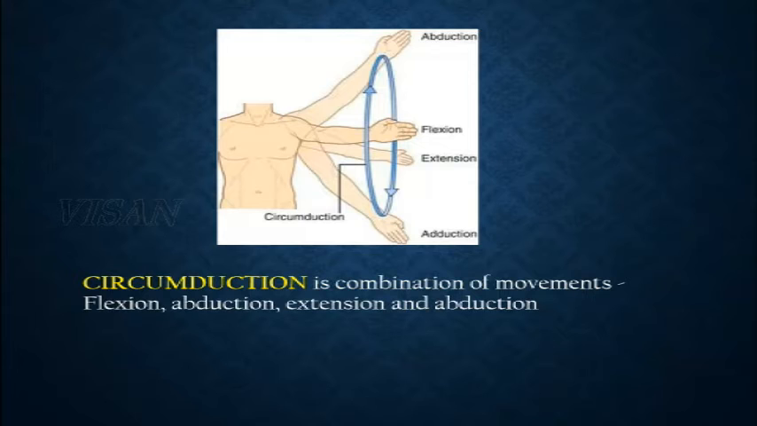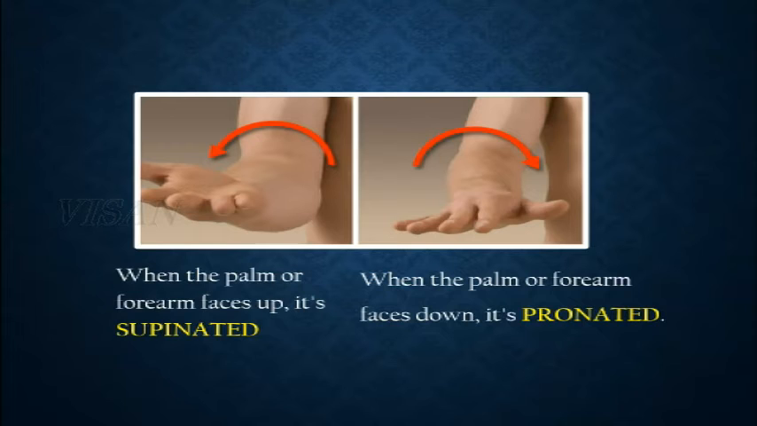Circumduction is a combination of movements. For example, bowling in cricket. Here flexion, abduction, extension as well as adduction occurs. So the combination of all the movements happens in circumduction. This is a movement that is confined only to the upper limb.